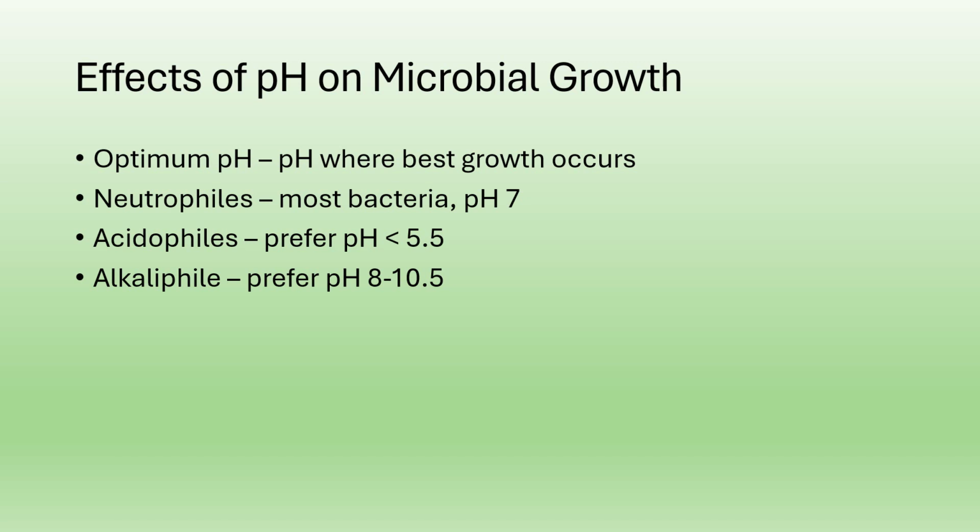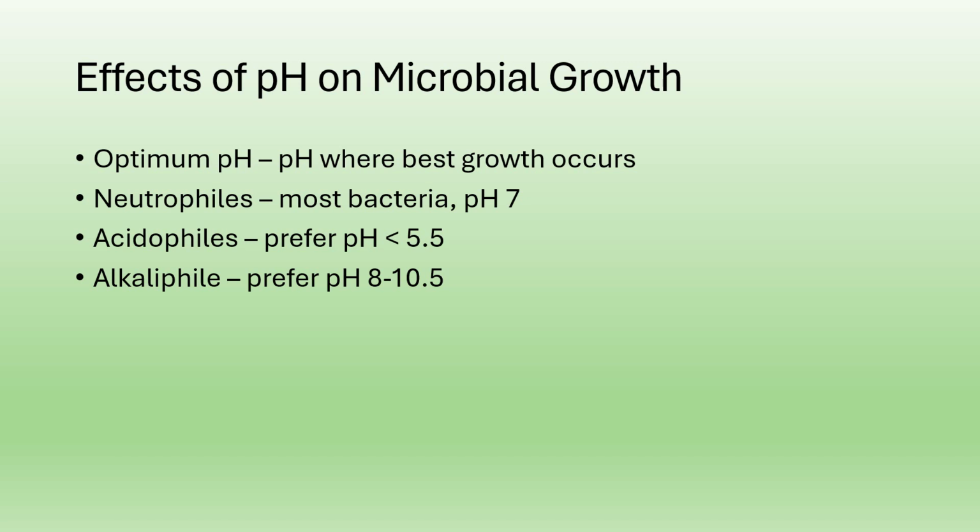The effects of pH on microbial growth: the optimum pH is where the best growth is going to occur. What pH? Neutrophiles, most bacteria are neutrophiles. They prefer a pH around 7, maybe a little bit 7.5, usually no more than 8. Acidophiles prefer a pH less than 5.5. Alkalophiles prefer a pH of 8 to 10.5.